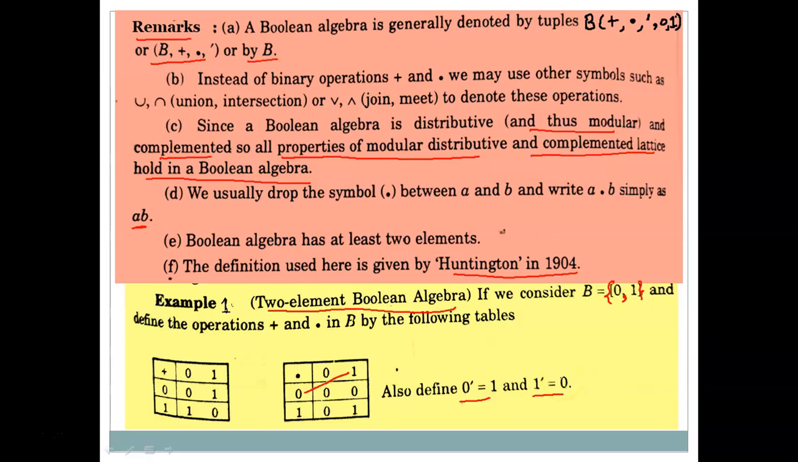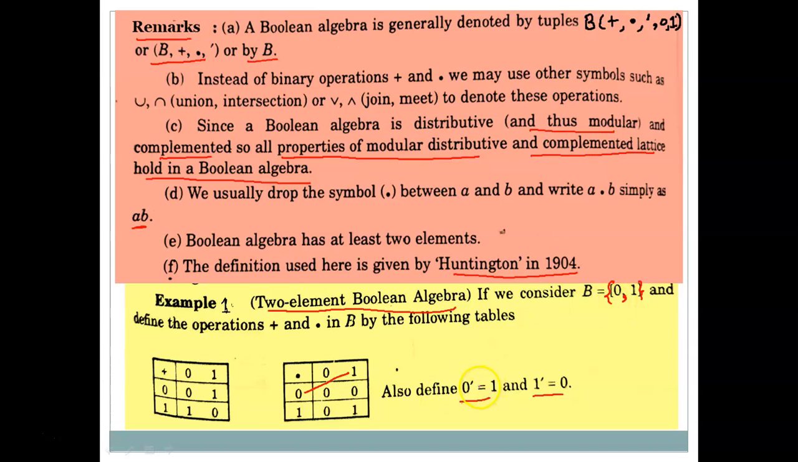So from these facts you can see, in this table all elements are 0 and 1. So basically these are elements of B. So this is a binary operation. Similarly, dot is also a binary operation because all elements in this table are elements of B itself.